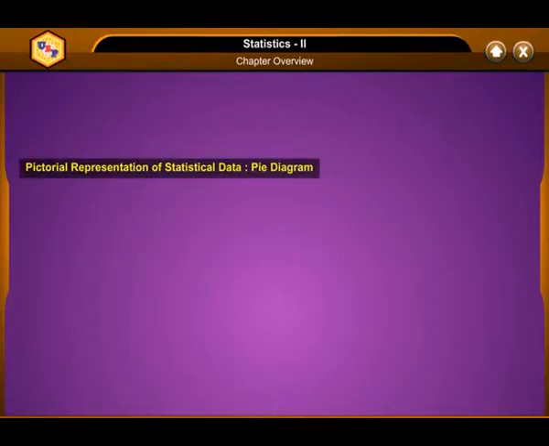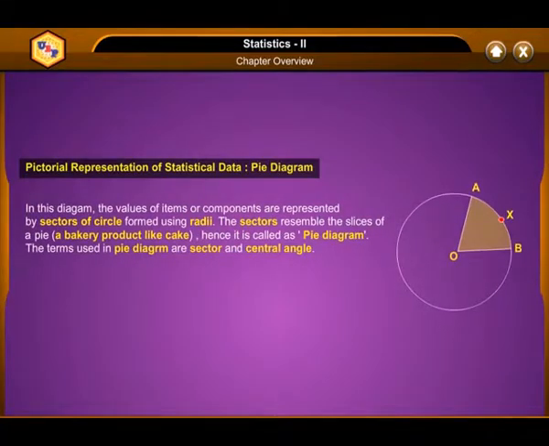Pictorial representation of statistical data: the pie diagram. In this diagram, the values of items or components are represented by sectors of a circle formed using radii. The sectors resemble the slices of a pie, a bakery product like a cake. Hence, it is called a pie diagram.